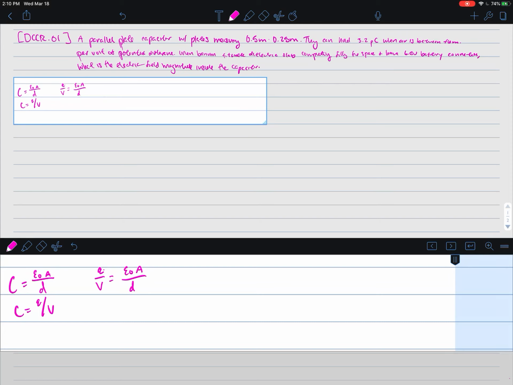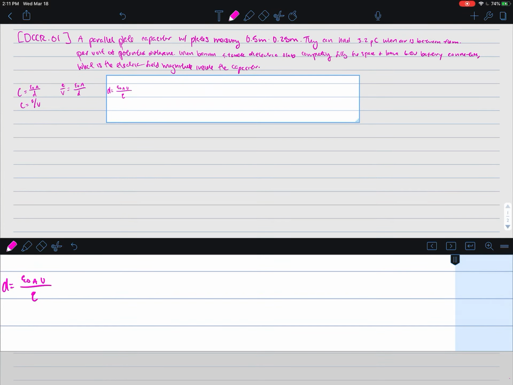Okay, and then now we can rearrange this in order to get d. So you have d equals, that'll give us ε, and then times A times V divided by Q. Okay, so there's our equation that we're going to use.